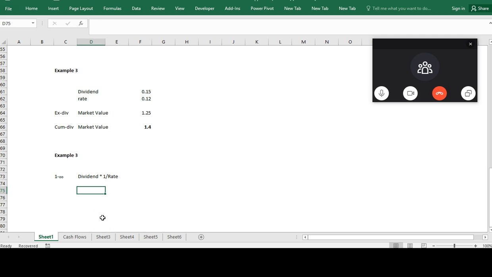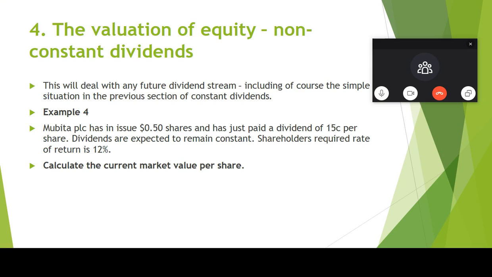So how much is the dividends, guys? The dividends is 15 cents, isn't it? So it will be 15 cents per annum times 1 divided by, what is the rate? Which is in percentage, which is 0.2, right? This is what we're going to have here.